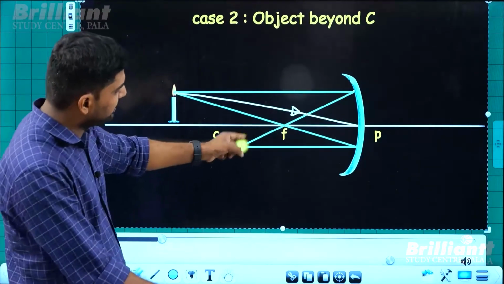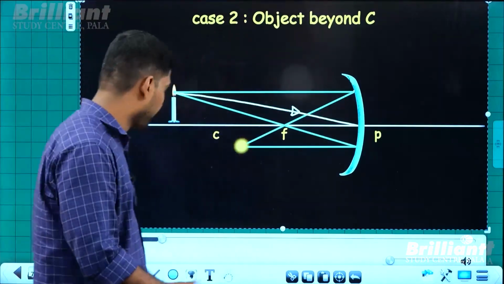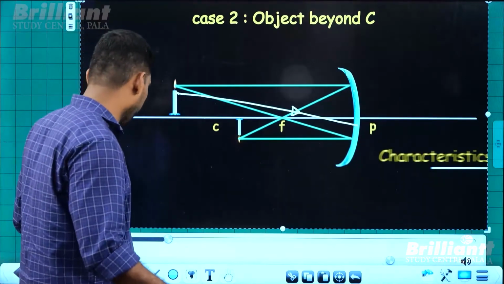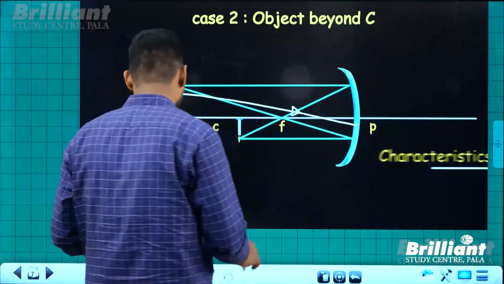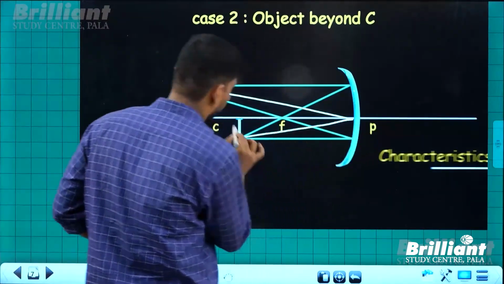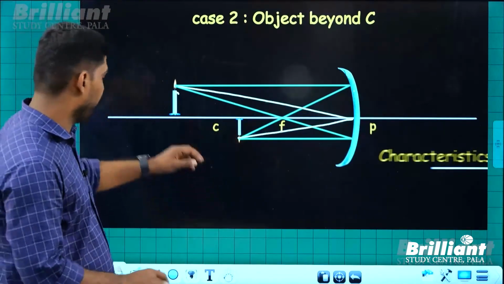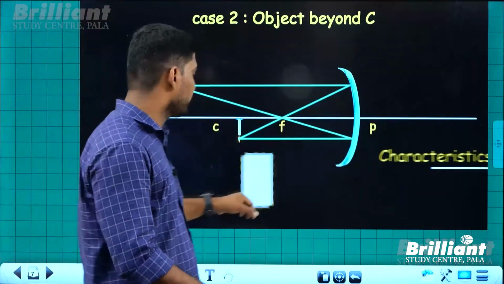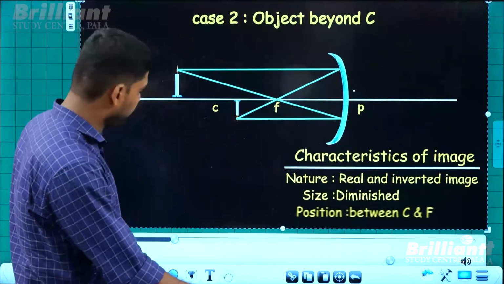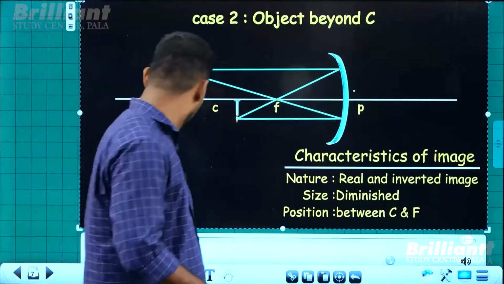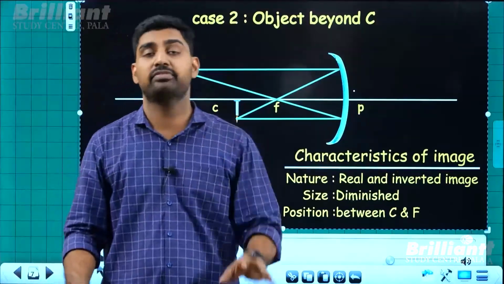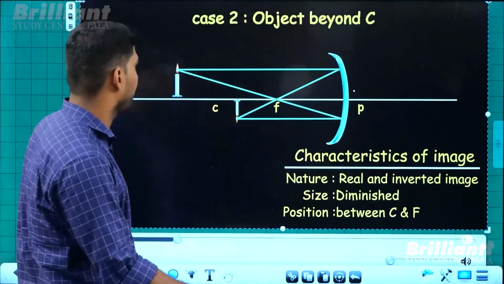You can see that the light rays are actually meeting at a point between C and F. Even if we use this light ray, we would get the same answer. It would meet at the exact same point. Now let us talk about the characteristics of images. We have already discussed that: real and inverted image, diminished image, position between C and F. I hope that is clear.